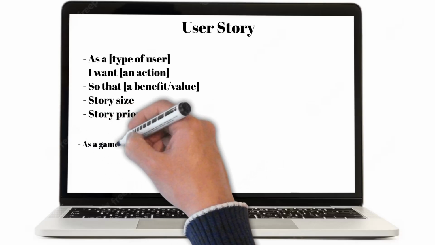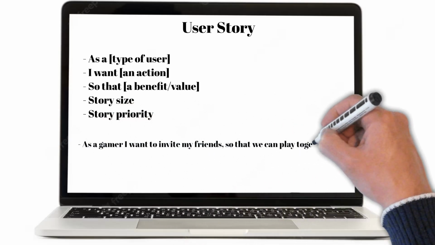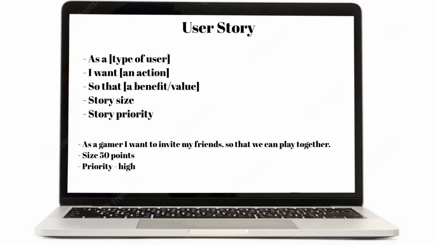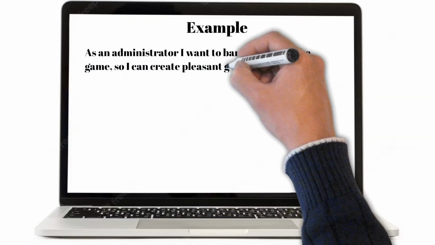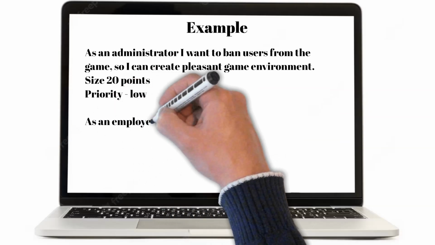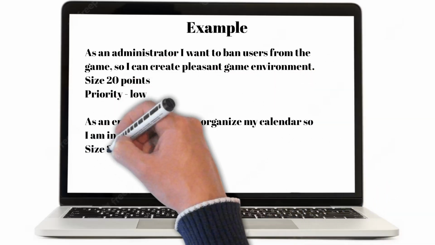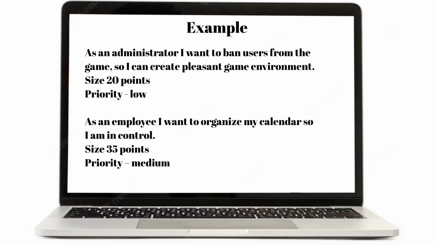Here's an example of a user story. As a gamer user, I want to invite my friend so that we can play together. The size is 50 points, priority high. Another for this product might be: as an administrator, I want to ban users from the game so I can create a pleasant game environment. Size 20 points, priority low. Or, as an employee, I want to organize my calendar so I'm in control. That might be for another product. Size 30 points, priority medium.